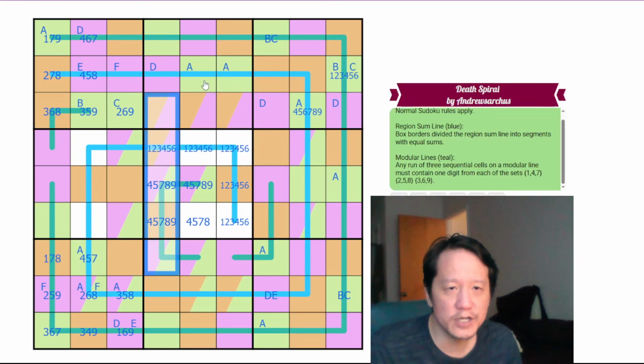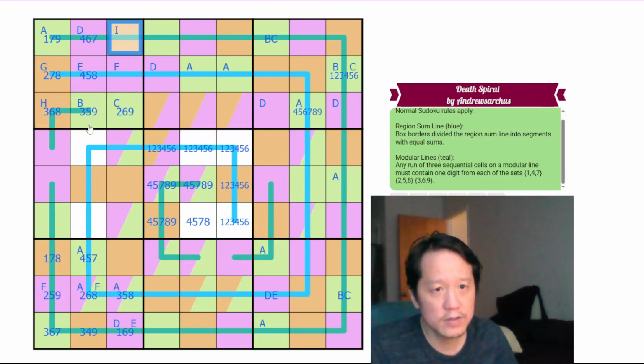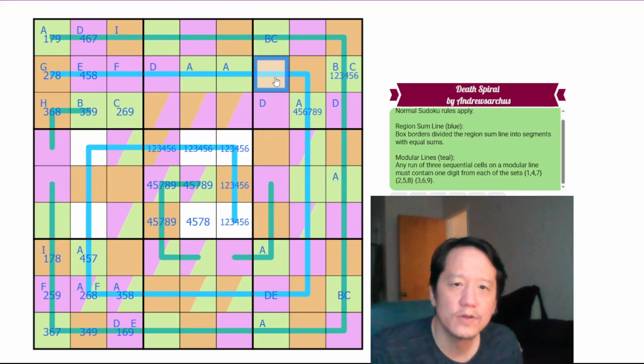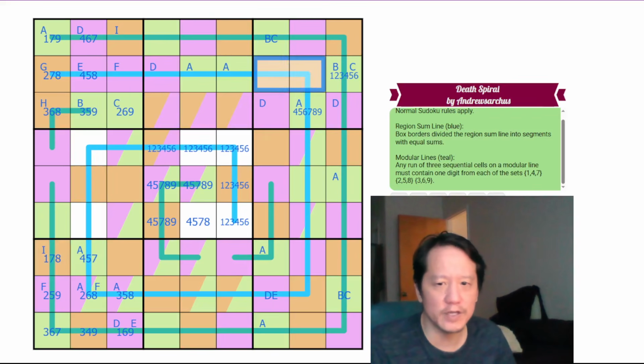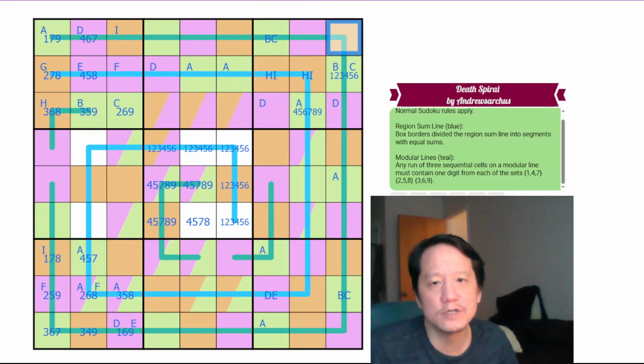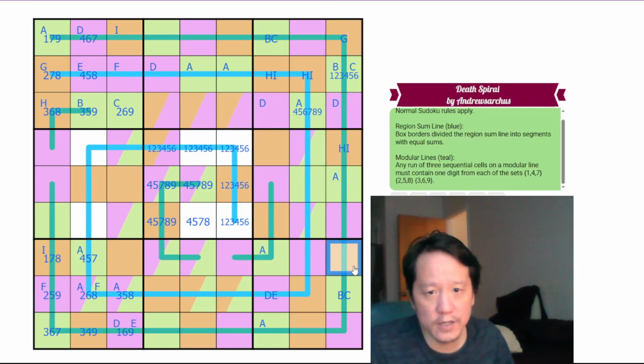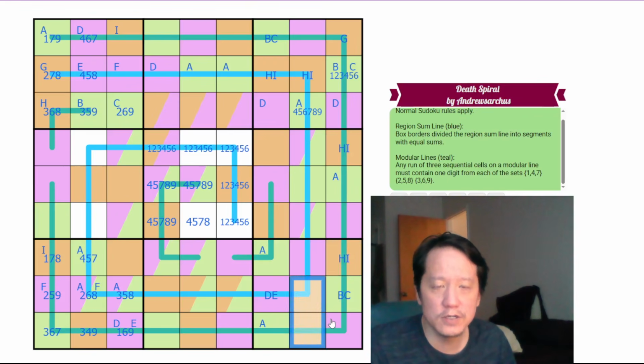What? Okay, G, H, and I. Let's make this G, H, and I. So therefore, this must be I here. This must specifically be H and I. That's interesting. So this is G. This is H or I. This is H or I. This must be G with H or I.